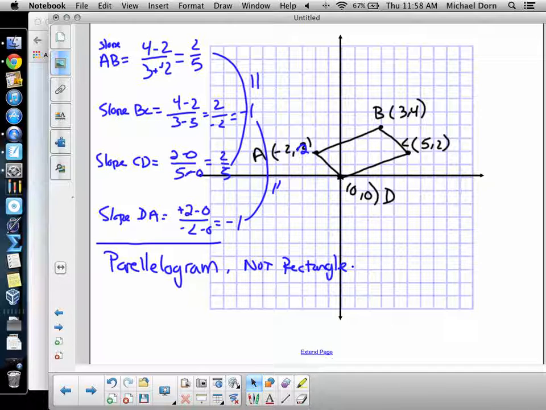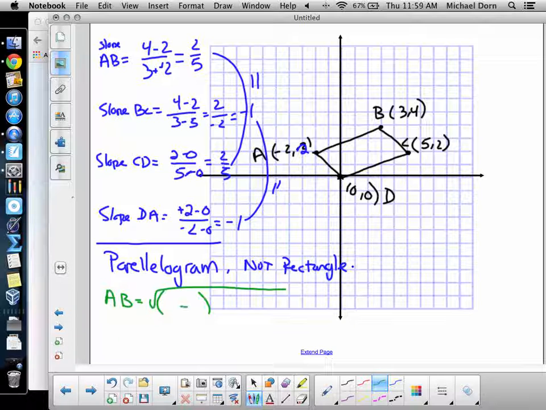So for a lot of people, what they'll do would be to find the actual length of AB. Wait, that's distance. Yes, length is the distance formula. So that'd be negative 2 and 3, and 2 and 4. Negative 2 minus 3 is negative 5. Negative 5 squared is 25. 2 minus 4 is negative 2. Negative 2 squared is 4. That's the square root of 29.